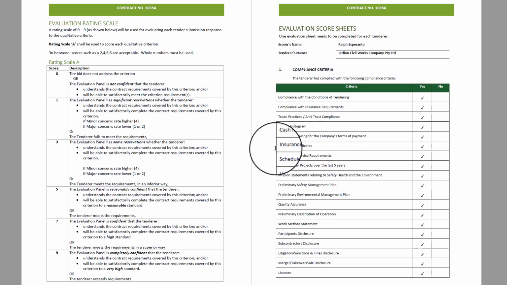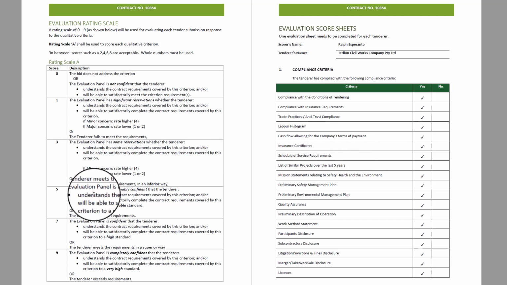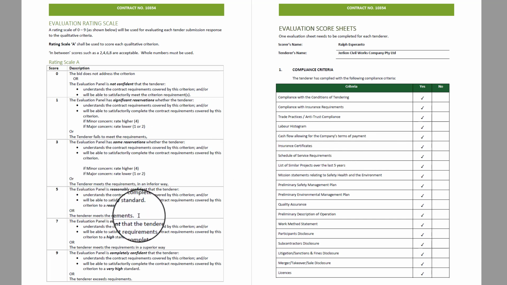So in this case, the midpoint is a 5, and a 5 means you met the requirements. You've given them what they've asked for. They're reasonably confident that you understand the requirements. You'll complete the work to a reasonable standard. You're not great. You're not terrible. You're an okay supplier. You don't want a 5 out of 9. You want a 9 out of 9.